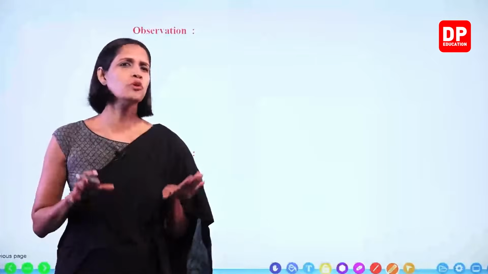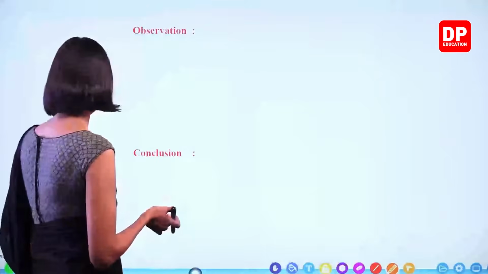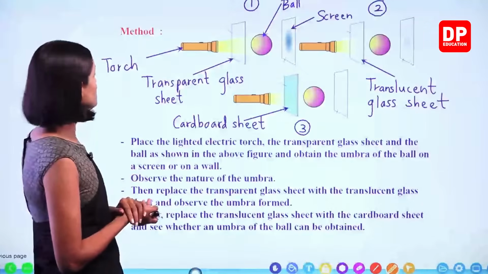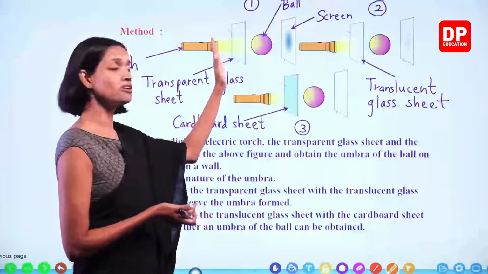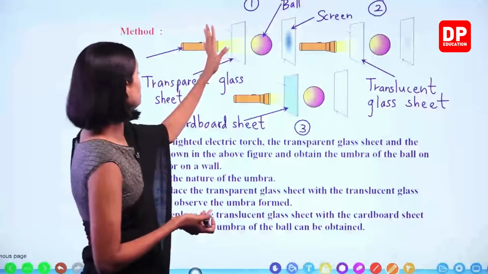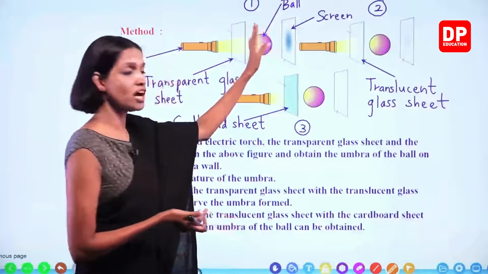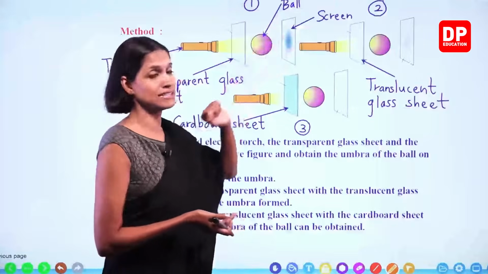Right, children? So you observed what happened. I hope you all have done that activity at home too. Okay. So what happened, children? So you all observed when we place the transparent glass sheet before the bowl, what happened, children? We could obtain a clear umbra, very sharp, clear umbra on the screen.